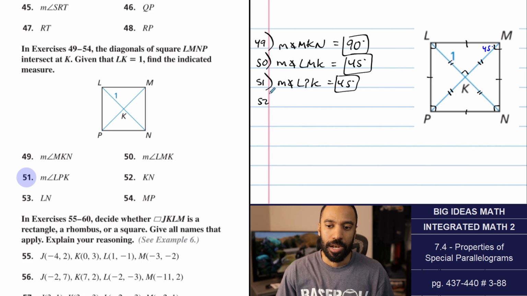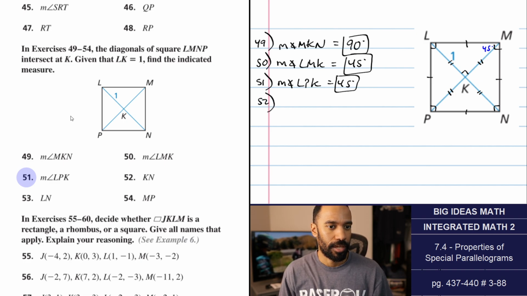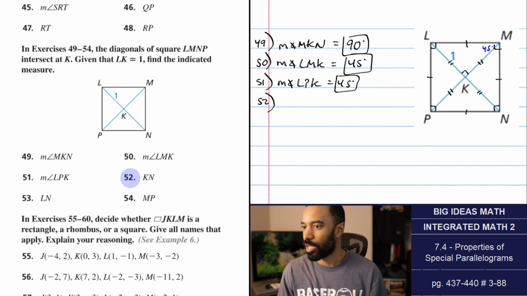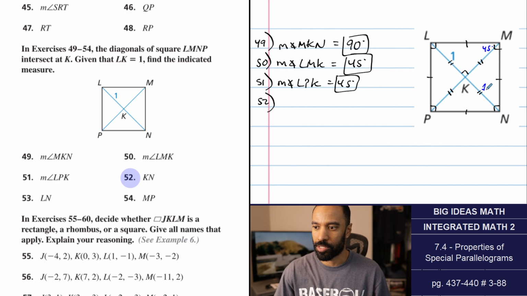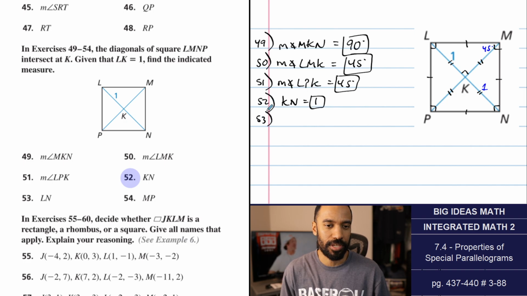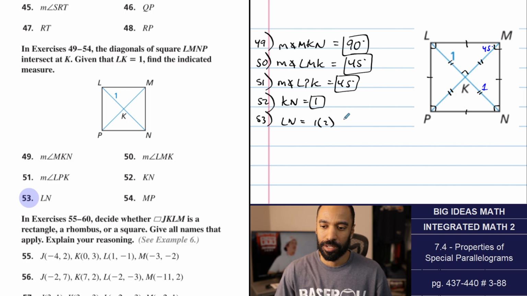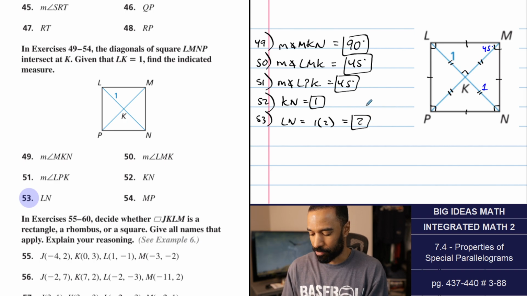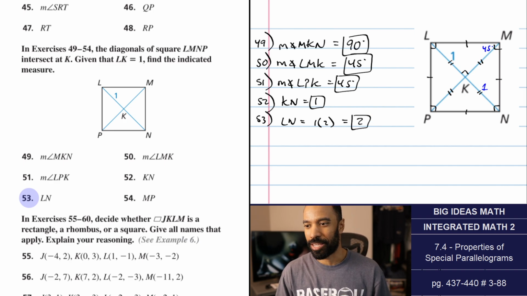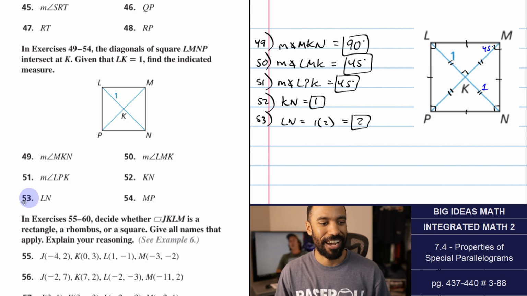Anyway. Number 52, the length of segment KN. Where is KN? KN is where I can now write this kind of stuff. These are congruent. So this is 1, so is that. So KN is 1. Number 53, the length of LN. Well, LN is going to be that 1 plus 1. You get to double that. So LN, double the 1, double the fun. You get 2. Let's see if they ask the last one here. MP. Oh, they never did it.